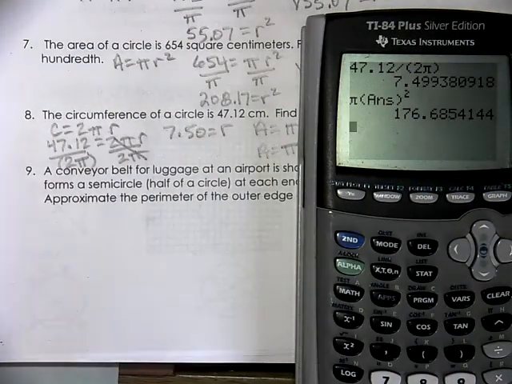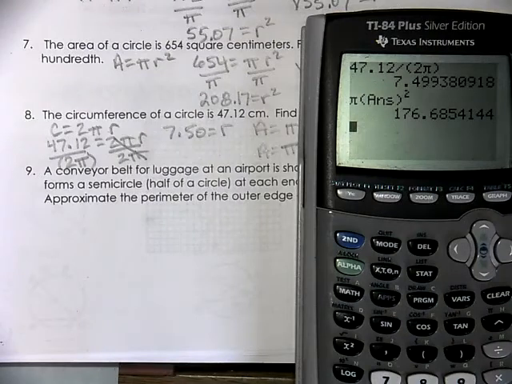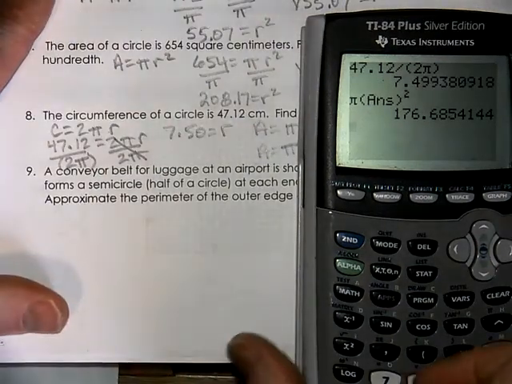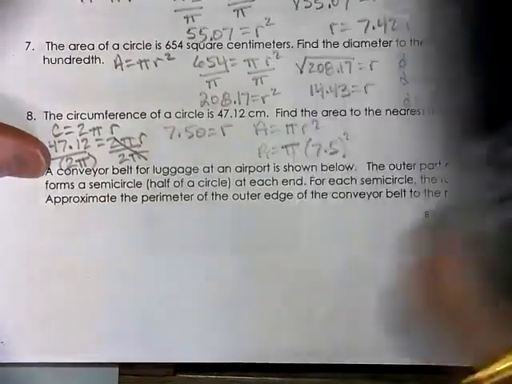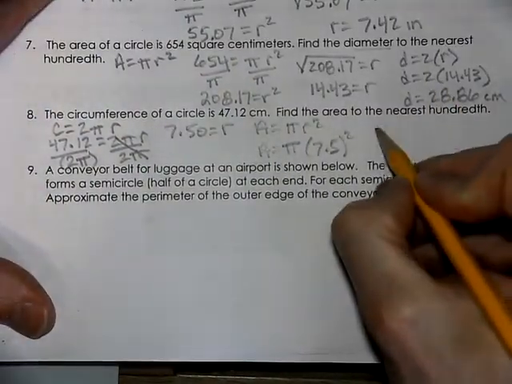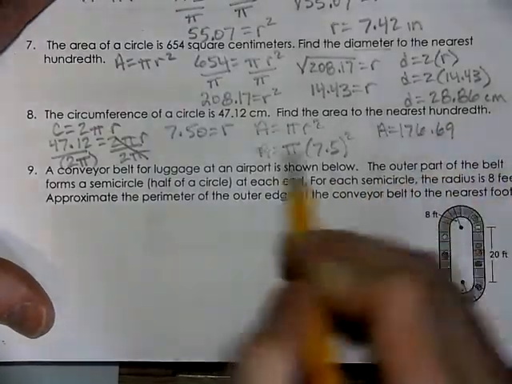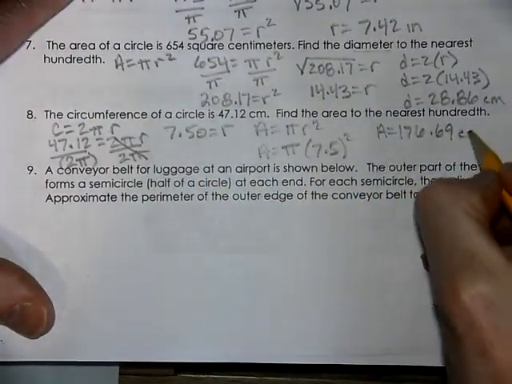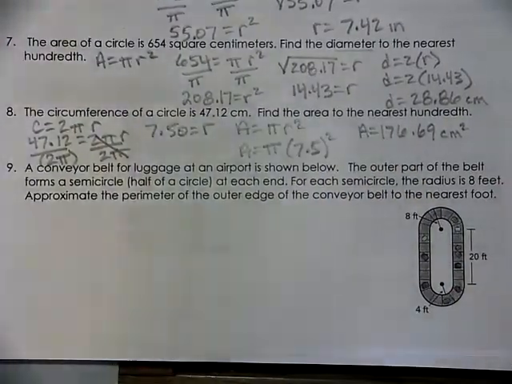And that would be the exact area if your circumference was 47.12. If you plugged in other numbers like 7.5, it would have been close but not exact. So we're going to write down 176.69. And the units are centimeters, and we're doing area, so we're talking about centimeters squared.